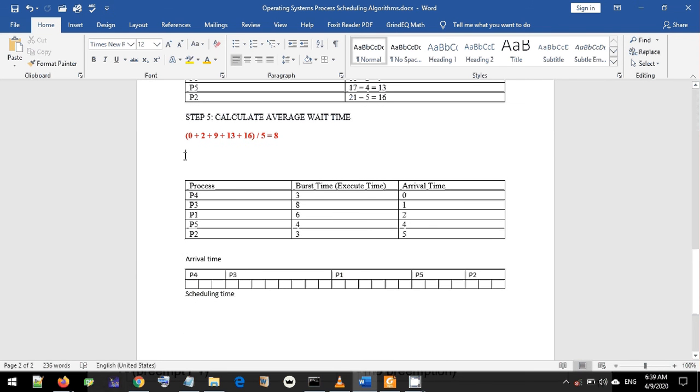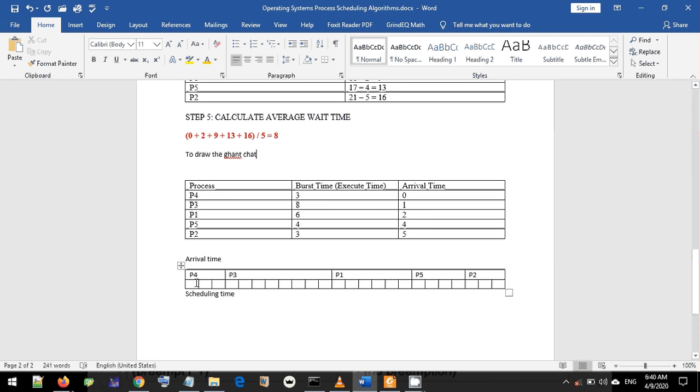Next, some common questions you may be asked is to maybe draw the Gantt chart. A Gantt chart is a horizontal bar chart which demonstrates the arrival or scheduling time of the various processes. Now, it will look something like this. For first come first serve basis, we normally arrange the processes at the instant of their arrival: process 4, process 3, process 1, process 5, process 2, and the boxes below indicate the burst time, right?